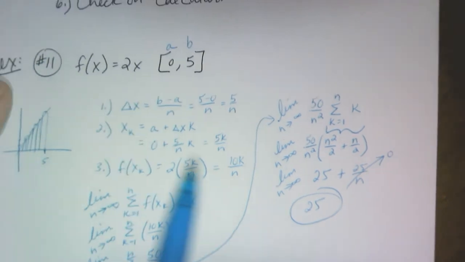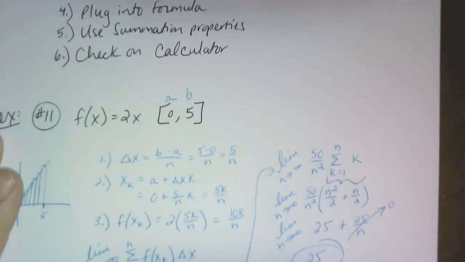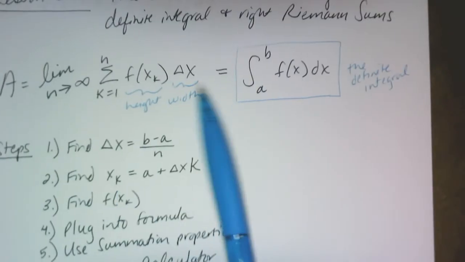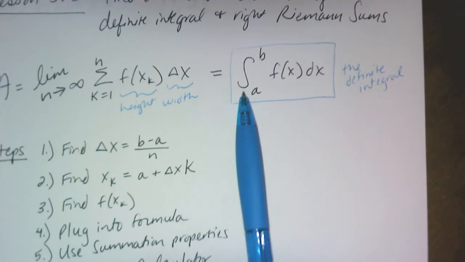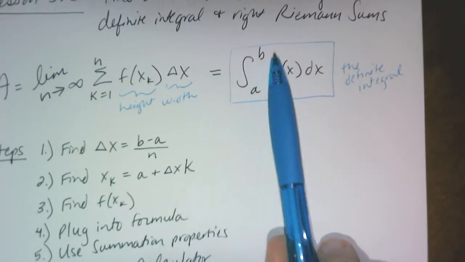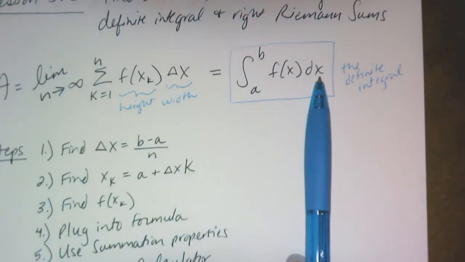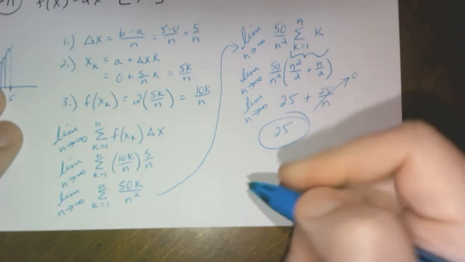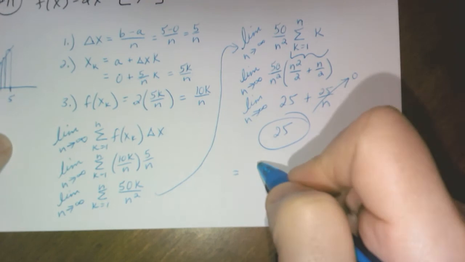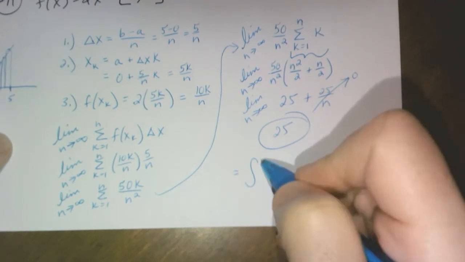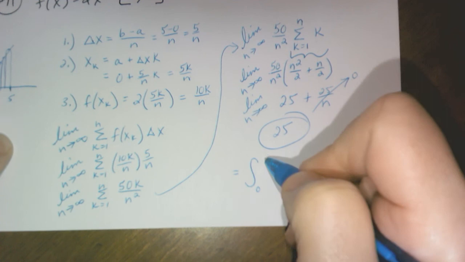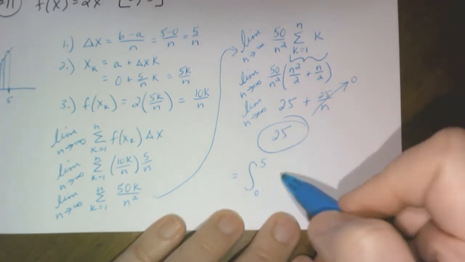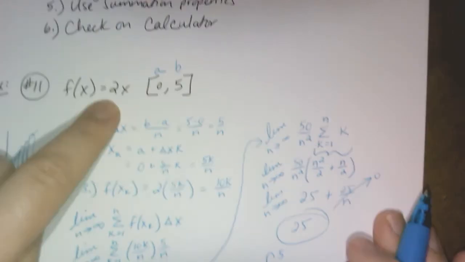Remember this right here, this limit definition? It's equivalent to the definite integral from a to b of f of x dx. So let's rewrite this as a definite integral, which would be from a to b, a being your lower number 0, b being your upper number 5, of f of x. What is f of x? f of x is 2x dx.